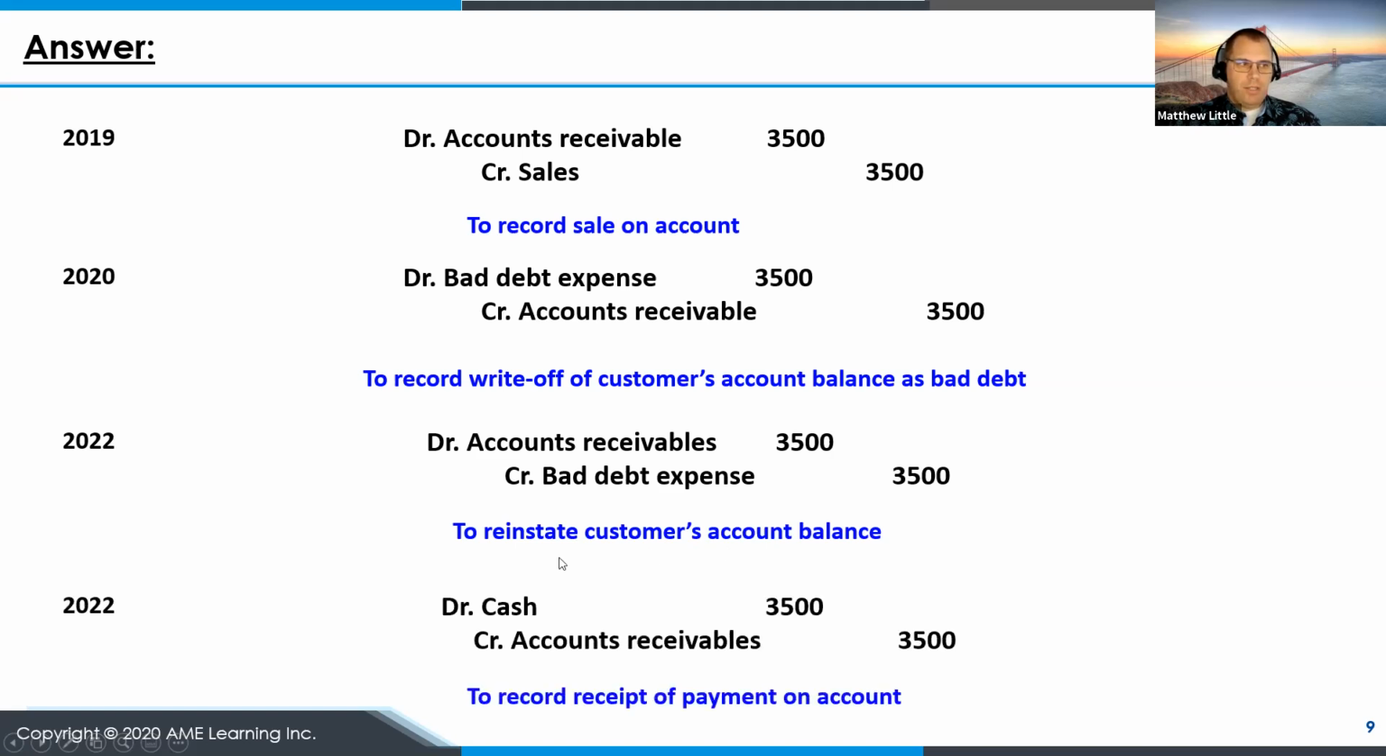And then they paid us in that same year, 2022. So we'll debit our cash and credit the AR. So now there's no accounts receivable outstanding for that organization in the amount of $3,500.